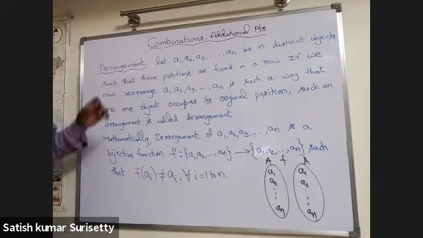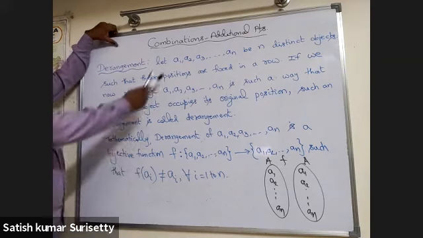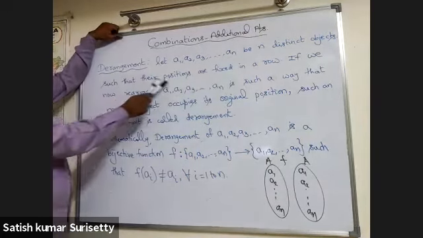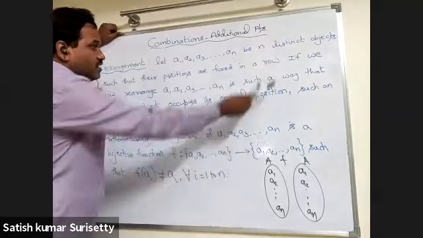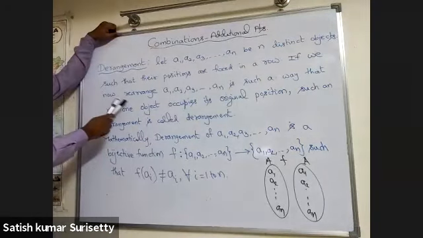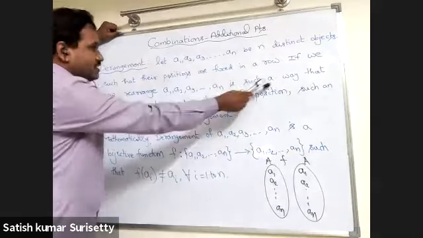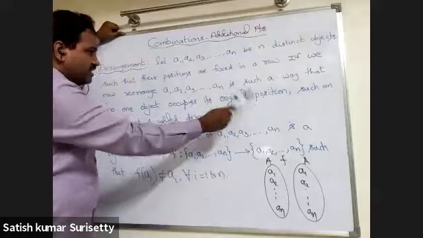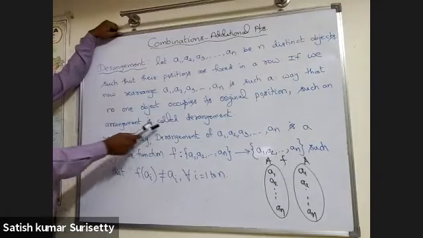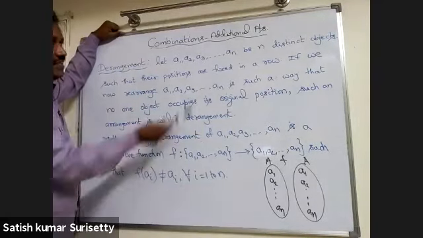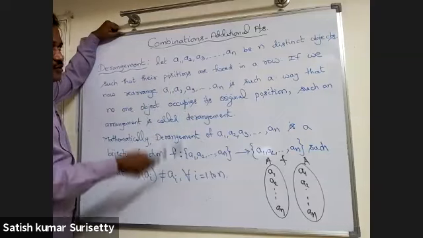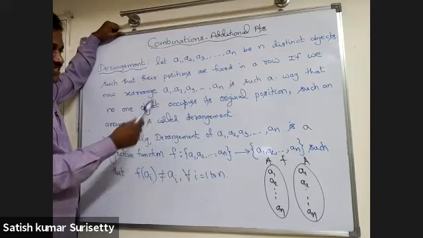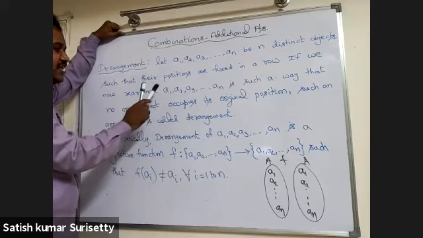So another concept is derangement. Let A1, A2 and so on, An be n distinct objects such that their positions are fixed in a row. Now if we rearrange A1 to An in such a way that no object occupies its original position, such an arrangement is called a derangement. So you have n objects arranged in a row whose positions are fixed. After that, we are interchanging the objects in such a way that no object occupies its original position.